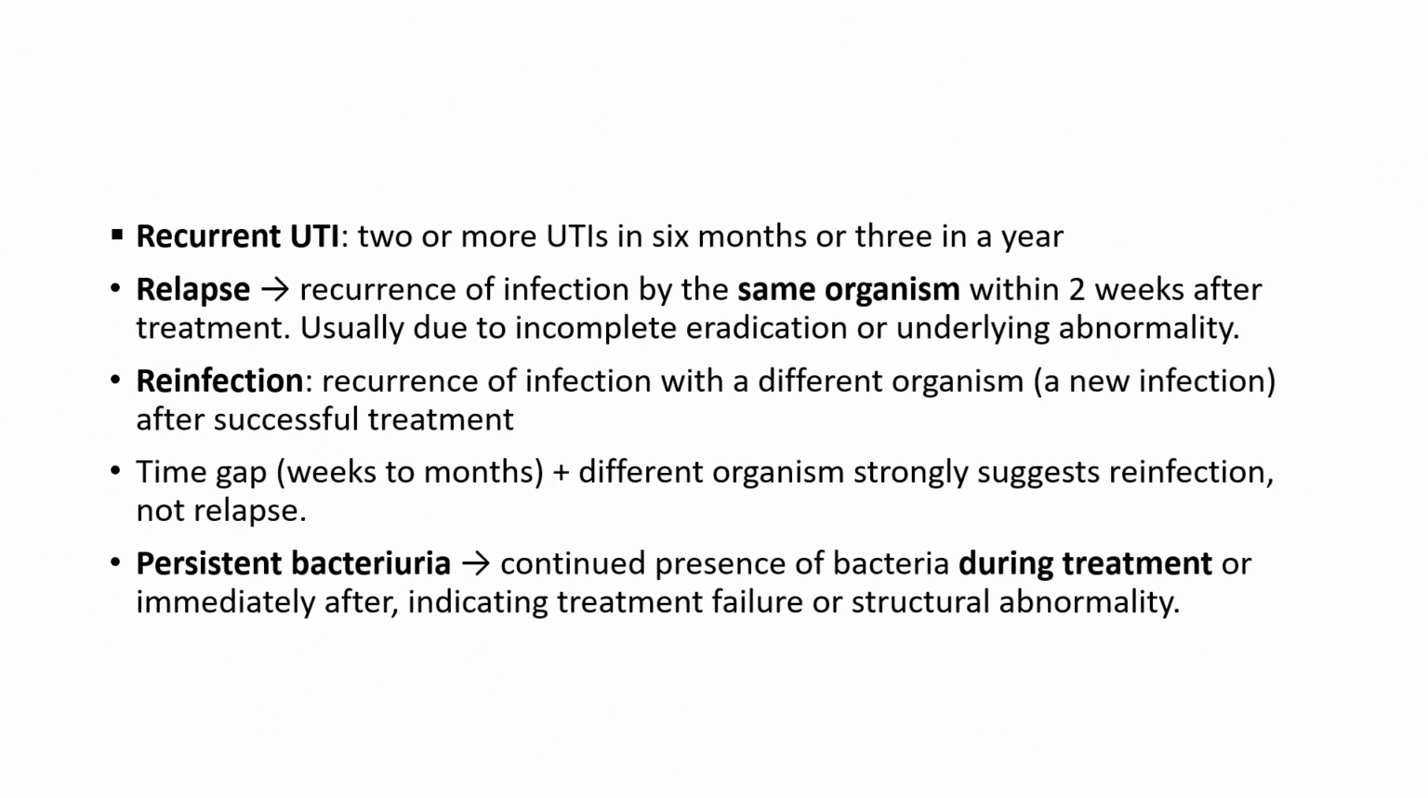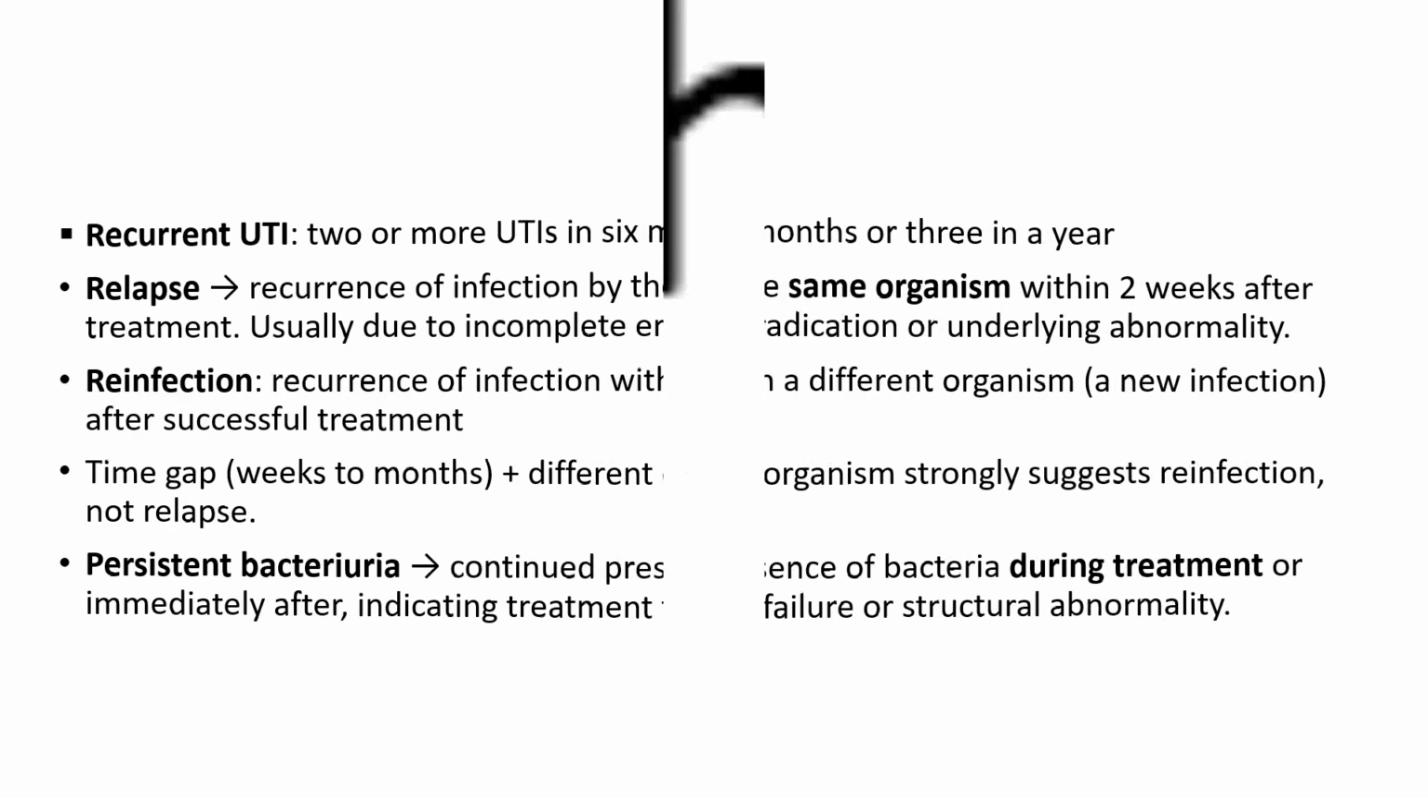A recurrent UTI is 2 or more UTIs in 6 months or 3 in a year. Relapse is recurrence of the UTI by the same organism within 2 weeks after treatment, usually due to incomplete eradication. Reinfection is a new infection by a different organism, usually weeks or months later. Persistent bacteriuria is continuous presence of bacteria despite treatment.